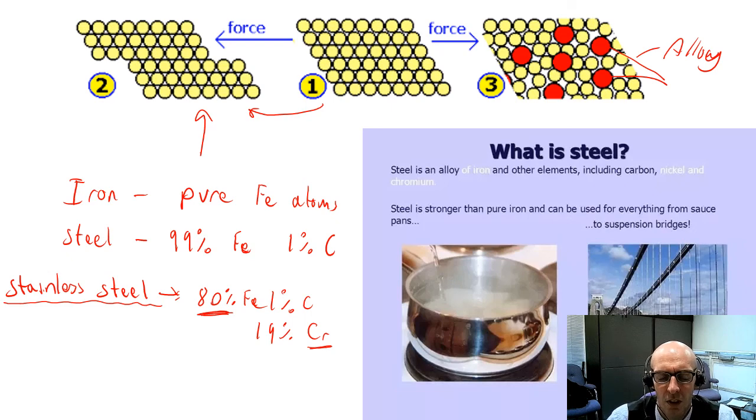And you can get different qualities. So for expensive knives and forks, it'll have more chromium in it, and for really cheap ones, it will have a tiny amount of chromium. So steel is stronger than the pure iron. And that's it for today. There are many other alloys to look at in the future.